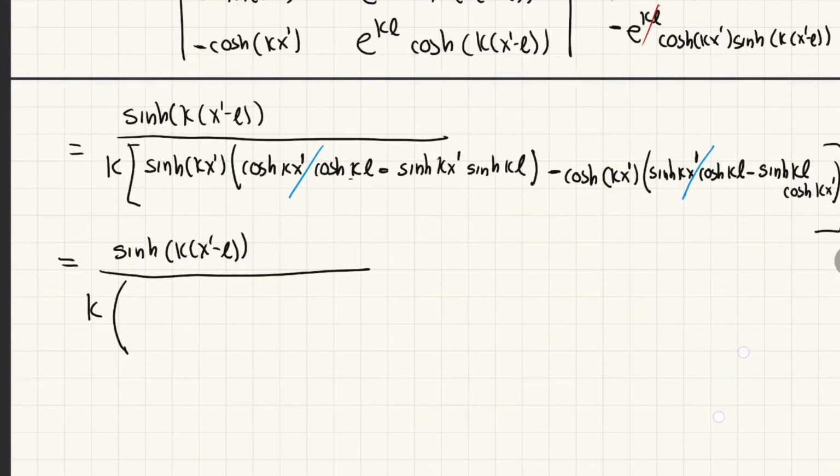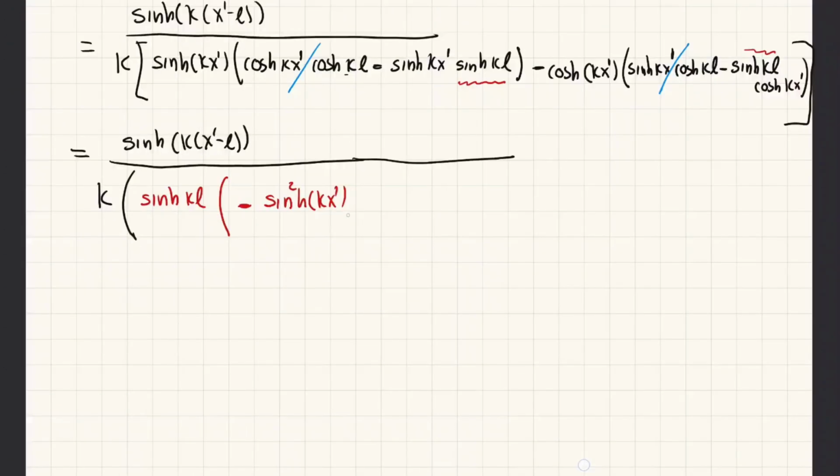Notice that we have a common factor, the hyperbolic sine of kl, here and here. So let me take out that common factor. To get that, we have sine of kl that multiplies minus sine squared of kx prime, and here we have plus cosine squared of kx prime.